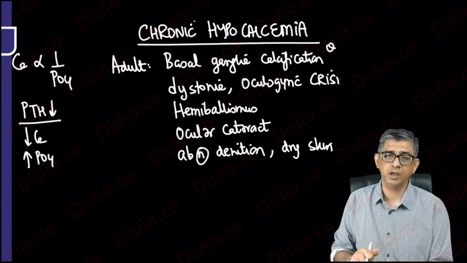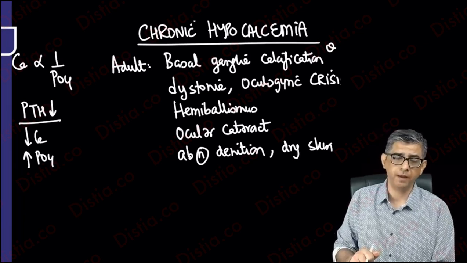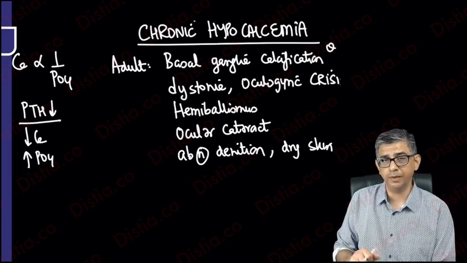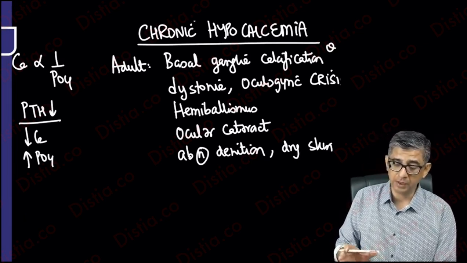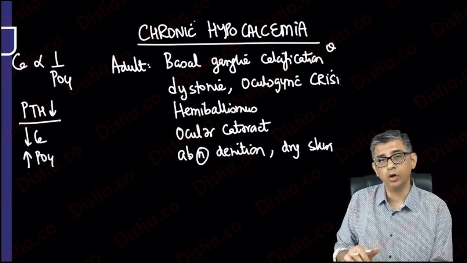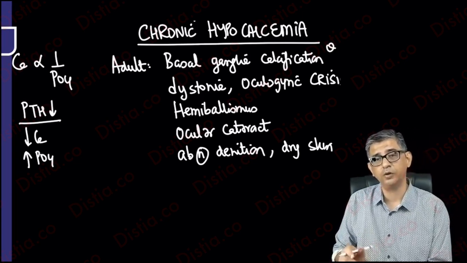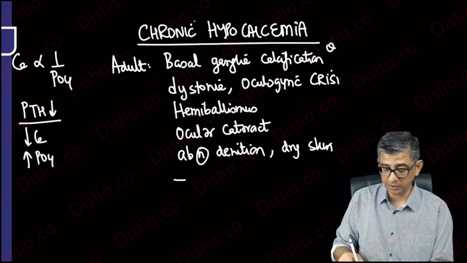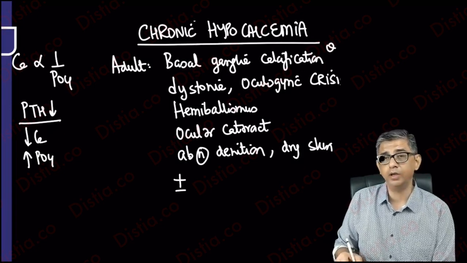Basal ganglia calcification can be seen even with hyper. I did not write it, I am telling you at the moment, it can be seen with hyperparathyroidism, but mainly basal ganglia calcification is seen more commonly with hypoparathyroidism. And because of the fact that a person might be having autoimmune polyglandular syndrome.